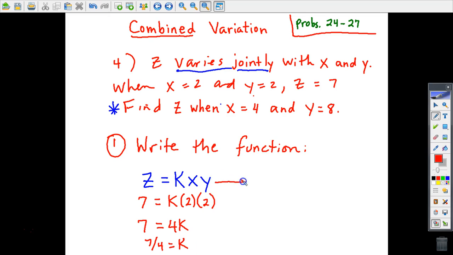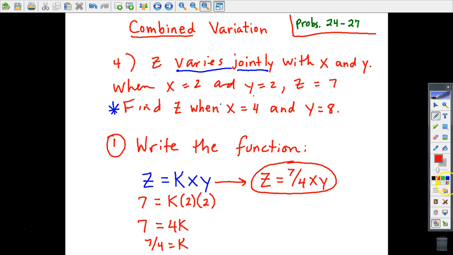All right, so now I'm able to write the actual function. This was just setting it up with just variables, but now that I know what k is, I can write the actual function. All right, z is 7/4 times x, y.